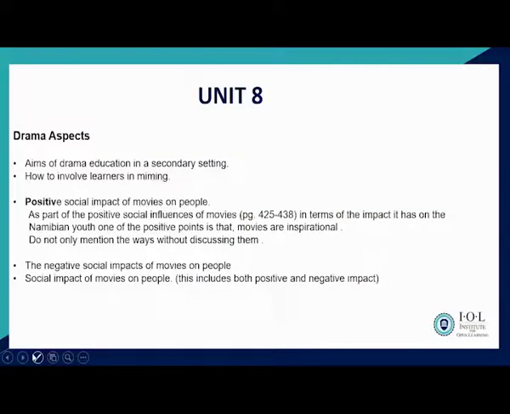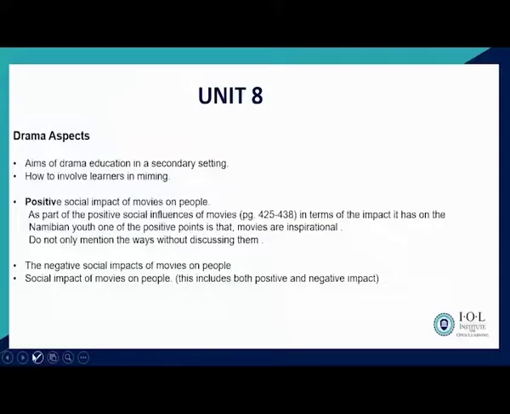And apart from the positive one, movies are not always positive. The negative social impact of movies on people, how do they impact people? What if we get bad language from movies? Let's look at how this will work. People are swearing, people are sleeping around, and so on. These are not good examples at all.